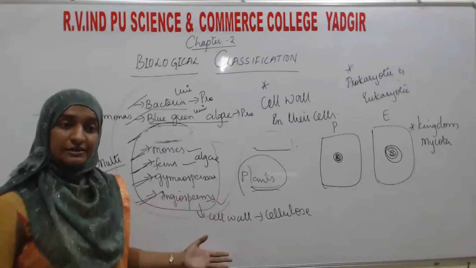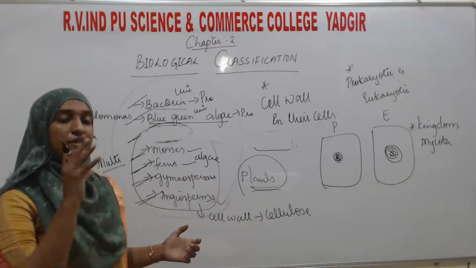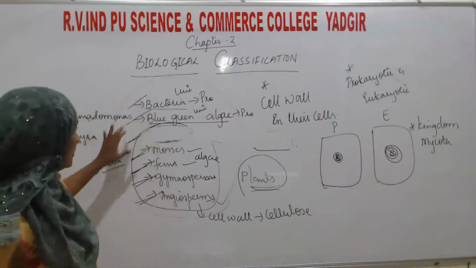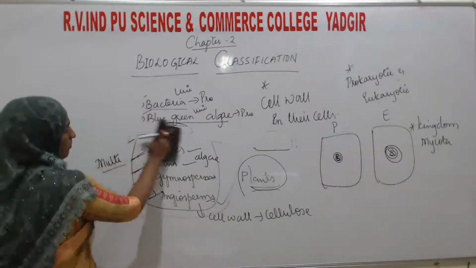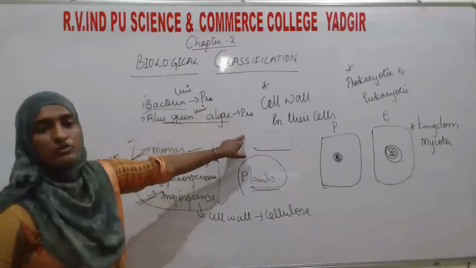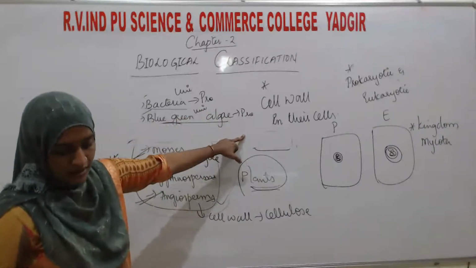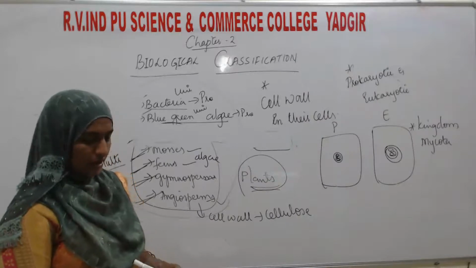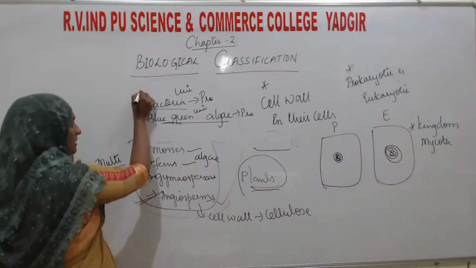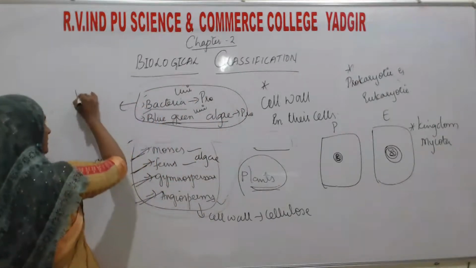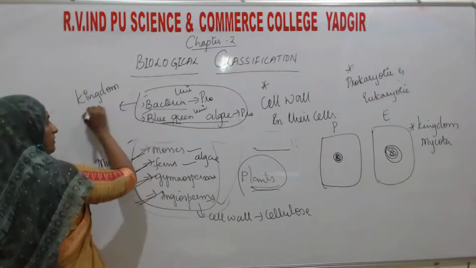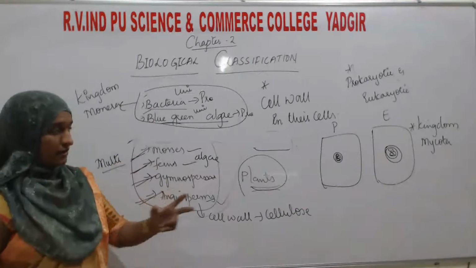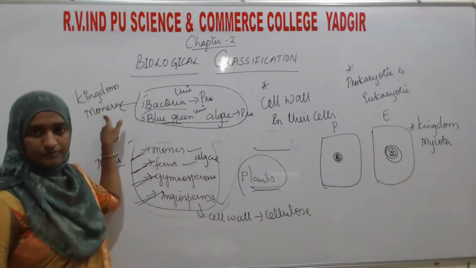Then next, they saw the character of prokaryote and eukaryote. Bacteria and blue-green algae, they both are prokaryotes, and they are grouped under the kingdom Monera. These two organisms were placed under a different kingdom, and that kingdom is kingdom Monera. This is one more classification.